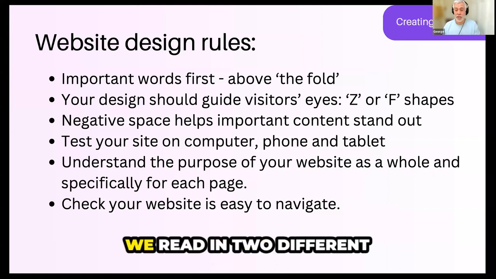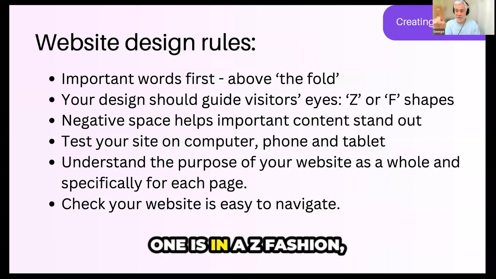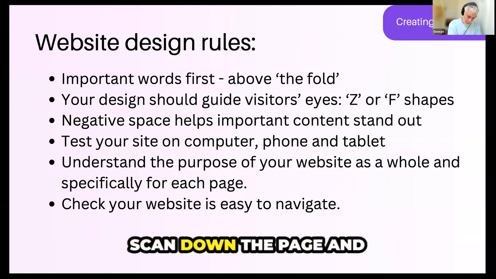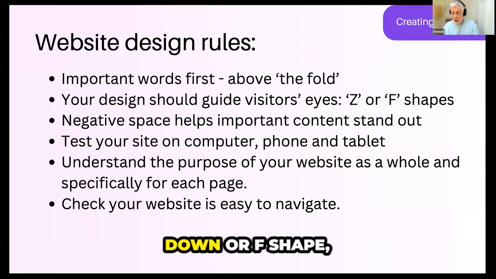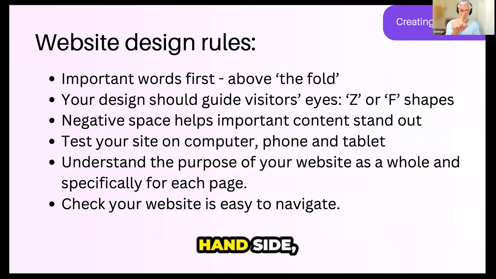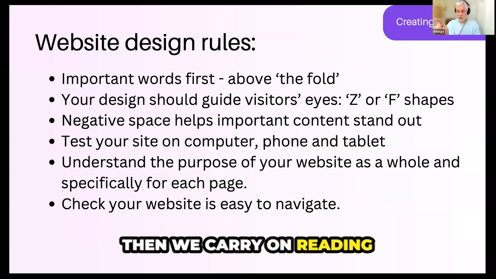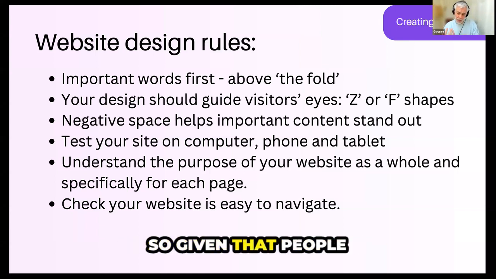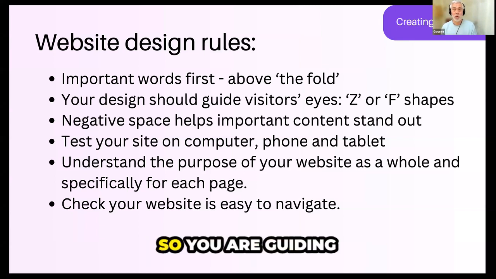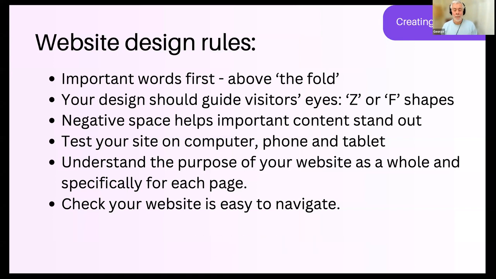When we look at websites, we read in two different ways. One is in a Z fashion, so we read across the top, then our eyes diagonally scan down the page and then read stuff lower down. Or F shape, which is we read the top line, we go back to the left-hand side, we go down a bit, and then we carry on reading across and down again. So given that people read in a Z or an F shape, you need to design your website so you are guiding people's eyes to the things that you want them to see, as opposed to just chucking stuff on there, which is what a lot of people do.